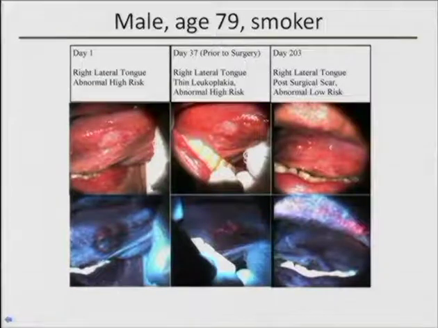This is that same day 1 image here. This is on day 37, immediately prior to surgery. You can still see that dark region here, immediately before they took this area out. And then this is day 203, much later, many months later. You can see the post-surgical scar in the autofluorescence image, if you can see that in the display there.